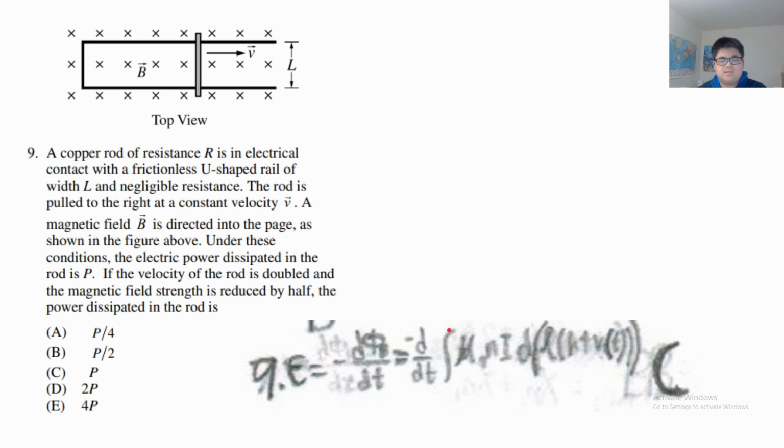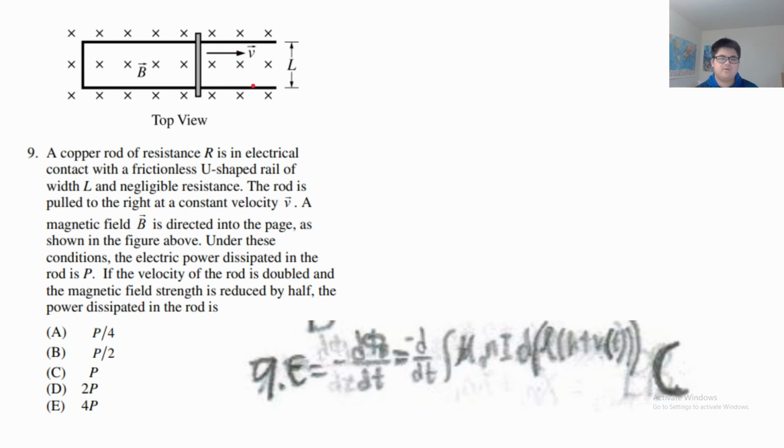And the magnetic flux, it's on the formula sheet, is equal to the magnetic field times the area that is perpendicular to the magnetic field. And the area is equal to the length times the height. Now height stays the same, but the length is increasing by v of t. Now here's the thing. So v of t is doubled.